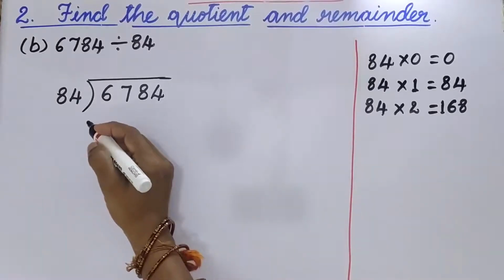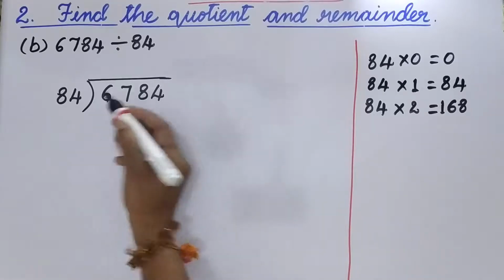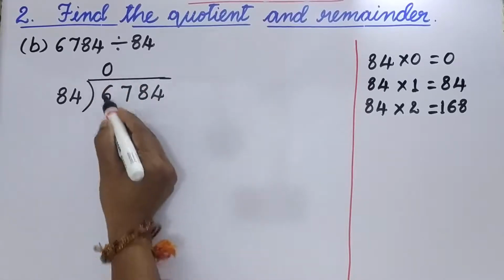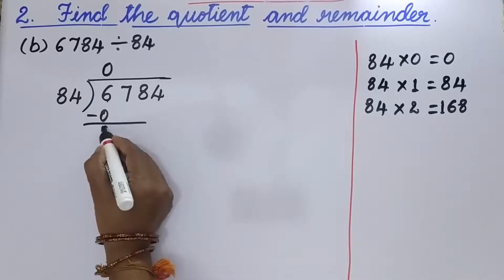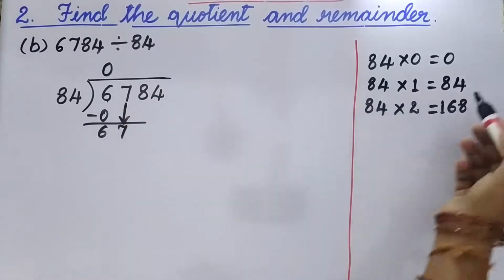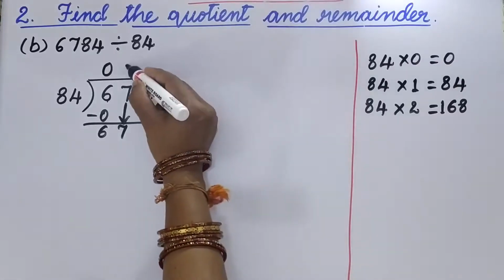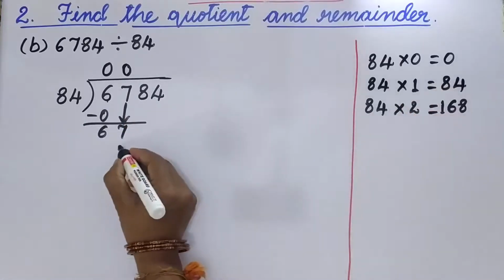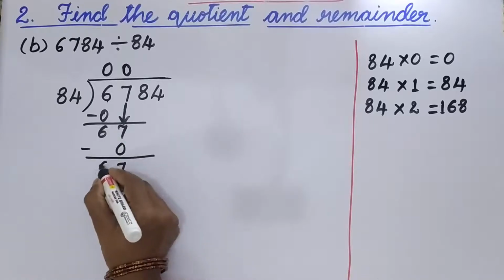Now, shall we start? As we know, from 84 we can't divide the 6. So we have to write 0 above here in this place itself. Then 84 zeros are 0. Then subtract, take down 7. We'll get here 67. Do we have 67? No. Again, what should be done? Yes. Above 7, we need to write 0 again. 84 zeros are 0. Then subtract 7. We'll get 6 again.